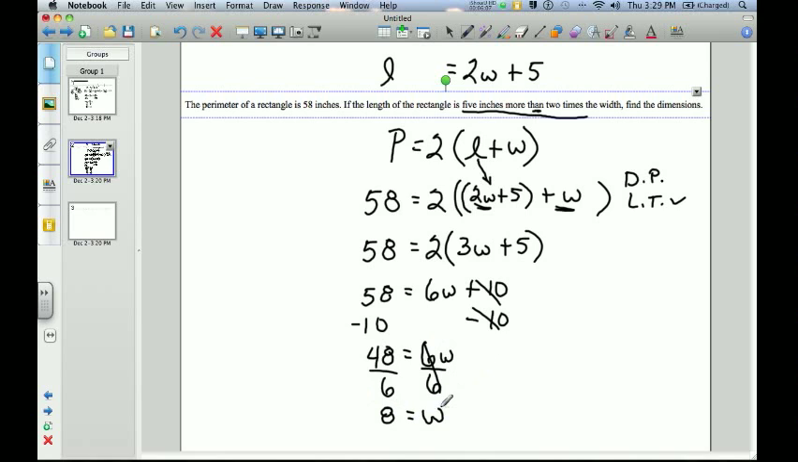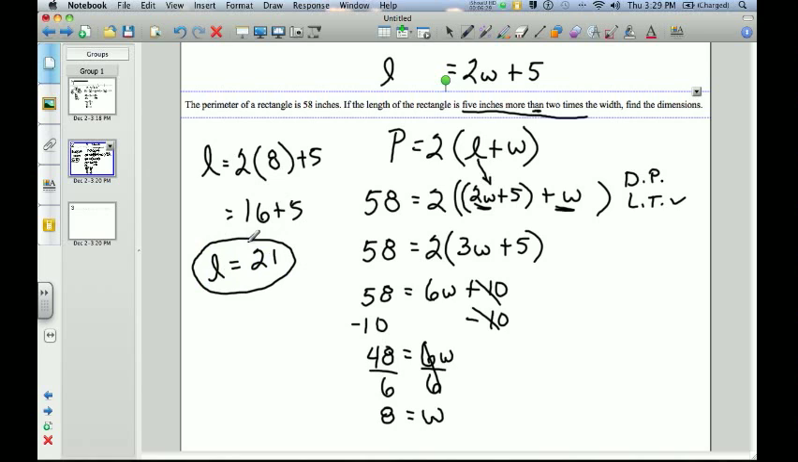So this is why we kept the w in here. Now we're going to take our w and put it back up in this equation. So we'll just do this off to the side here. We have our length equals 2 times our width, which is 8, plus our 5. So we're going to take that, get 16 plus 5. So our length is 21. So we have our two answers for the rectangle.